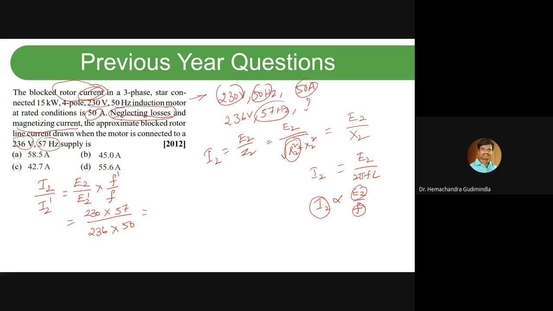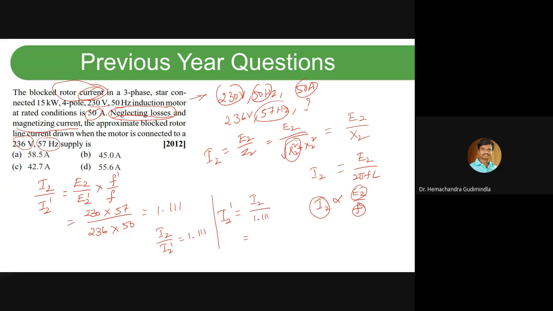So how much will we get? 230 into 57 divided by 236 into 50. So we will get 1.111. Now this is I2 divided by I2 dash equal to 1.111. Now I want I2 dash. I2 dash is equal to I2 by 1.111.